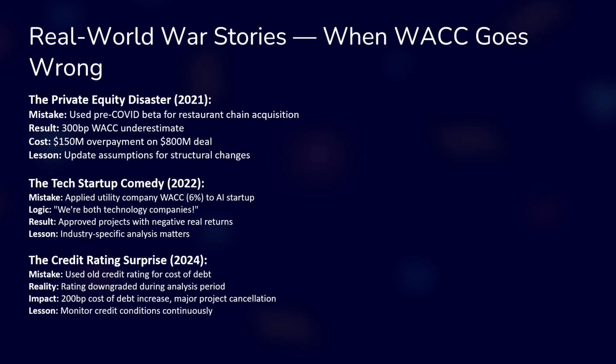A major PE firm was acquiring a restaurant chain in 2021. Their analysis calculated cost of equity using beta data from 2019, before COVID hit. Pre-COVID, restaurant chains had betas around 1.2. Post-COVID, they had betas around 1.8 due to operational leverage and cash flow volatility. So using the old beta, they estimated the cost of equity at 10%. Using the correct beta, it should have been 13%.